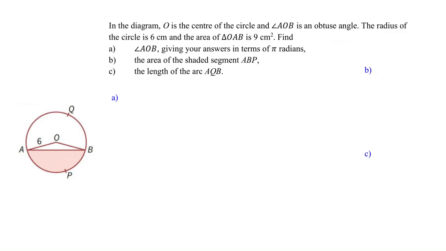Hello everyone, welcome to this video where we are given O is the center of a circle. This is very important. Angle OAB is an obtuse angle. This is a very important statement here. Radius is given as 6 cm and we are given area of a triangle 9 cm squared.